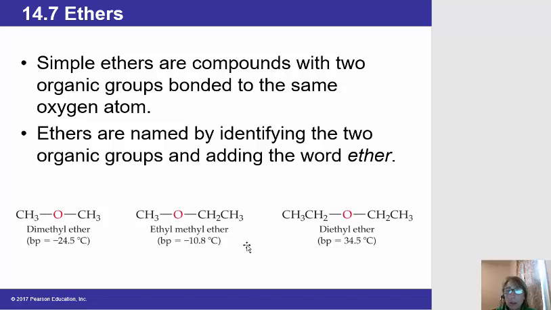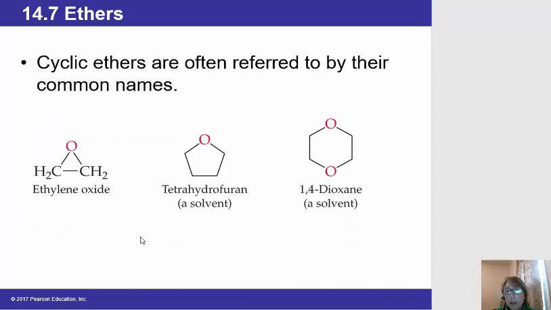Ethyl methyl ether. Notice that those alkyl groups are put in alphabetical order. And diethyl ether. These are some common ethers. There are cyclic ethers, and they tend to be referred to by their common name. And here are a few: ethylene oxide, tetrahydrofuran, also known as THF, and 1,4-dioxane.